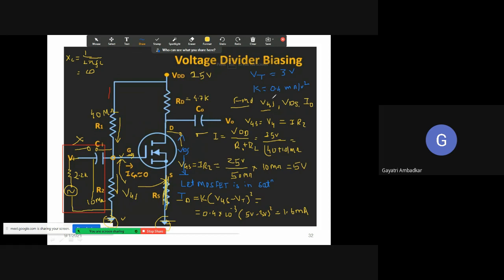So second thing, you have to find VDS, you have to find ID. But right now, I don't know whether my ID is correct because I assume it is in the saturation. So with that assumption, I got correct ID. Okay? Now with this assumption, let us find VDS. How to find VDS? Apply KVL in the output circuit.